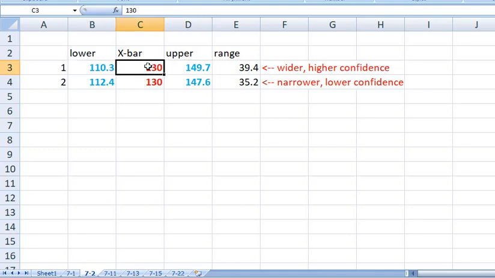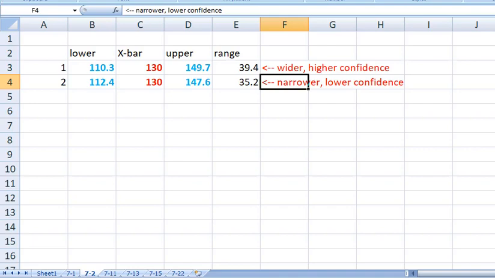and you'll know what the x-mean was. You can also calculate the range of values, how far apart are those ranges, to know how wide your confidence limit is. So we have 2 of them here. One is 39.4 wide and one is 35.2 wide. The wider confidence interval always has higher confidence. The wider you cast your net, the more likely you are to find the x-bar that you're looking for. The narrower range is always the lower confidence interval.